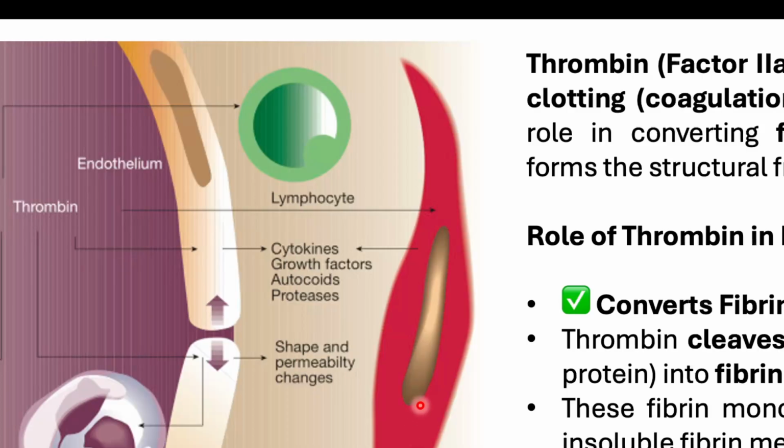So here is a smooth muscle. What is required in the clot? Cytokines, growth factors, autocoids, proteases, shape and permeability change, smooth muscle. Thrombin is affecting everything. Thrombin targets the lymphocyte. Thrombin helps in clot formation, forming the meshwork. It also signals neutrophils. It directly links platelet activation. It activates monocytes and also helps in secreting other factors like cytokines, growth factors, autocoids, and proteases.